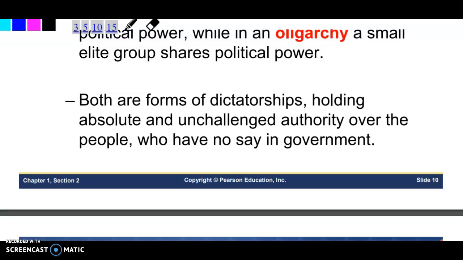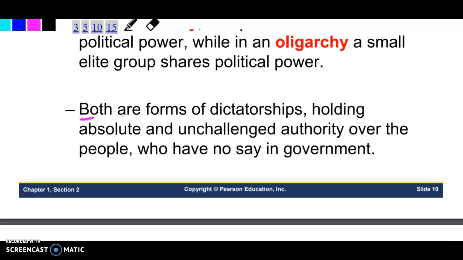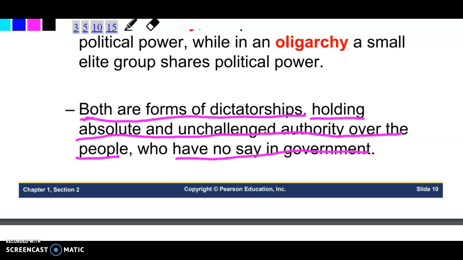Here it talks about that both forms. What you need to know about these two different types of dictatorships is that both are forms of dictatorships, and they hold absolute and unchallenged authority over the people. The people have no say in the government. They don't get to vote. They have no say in what happens in their government.